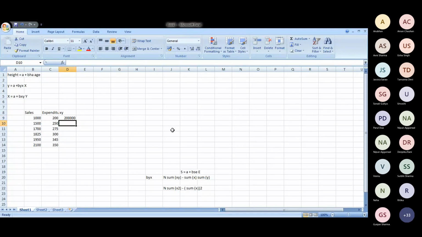In the same way you can calculate this. So 1000 into 200, then we can find 250 into.